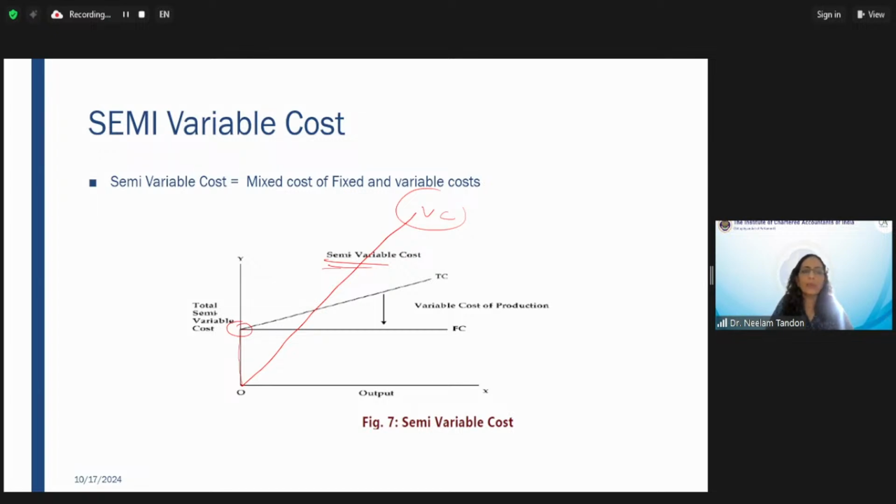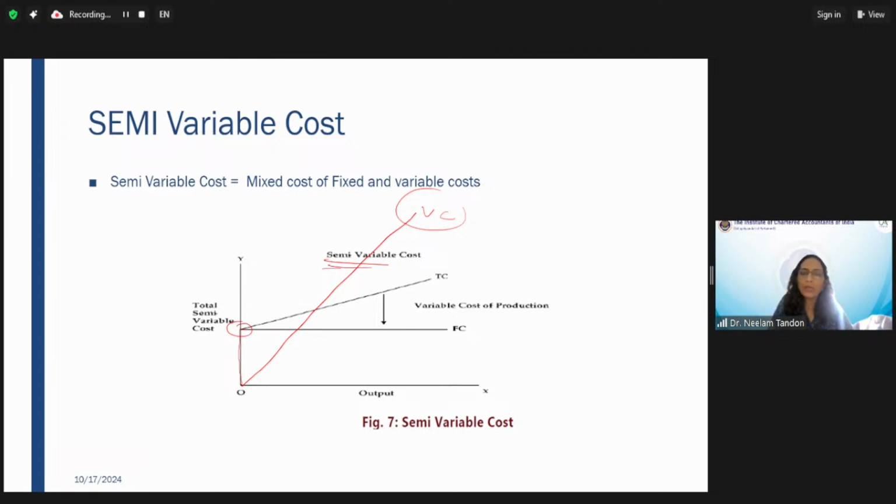Okay, so this is semi-variable cost, which is fixed for a period of time, और दो components होंगे इसमें के fixed or variable. So it is a mixed cost of fixed and variable cost component, that is the semi-variable cost. It is not the cost of machine or equipment.